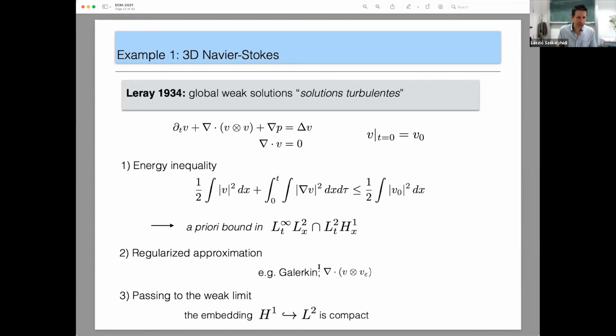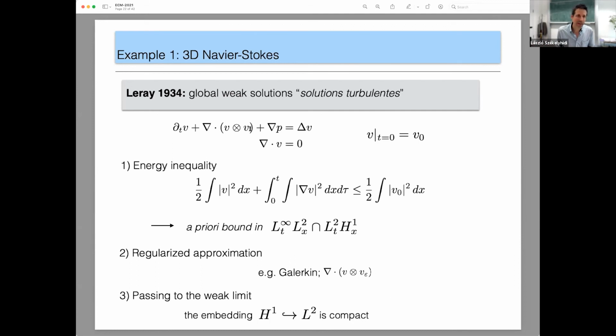And then what he had to cook up is some kind of regularization, which is now the Galerkin approximation, a finite dimensional approximation, or what he did was regularize the equation itself. In some sense, you return from the PDE setting to an ODE setting, cheating a bit, and then show that those solutions also satisfy the same inequality. And then you have to pass to the weak limit. So you have to show that as this epsilon parameter goes to 0, or the finite dimensional approximation goes to infinity, in the weak limit we have a solution.